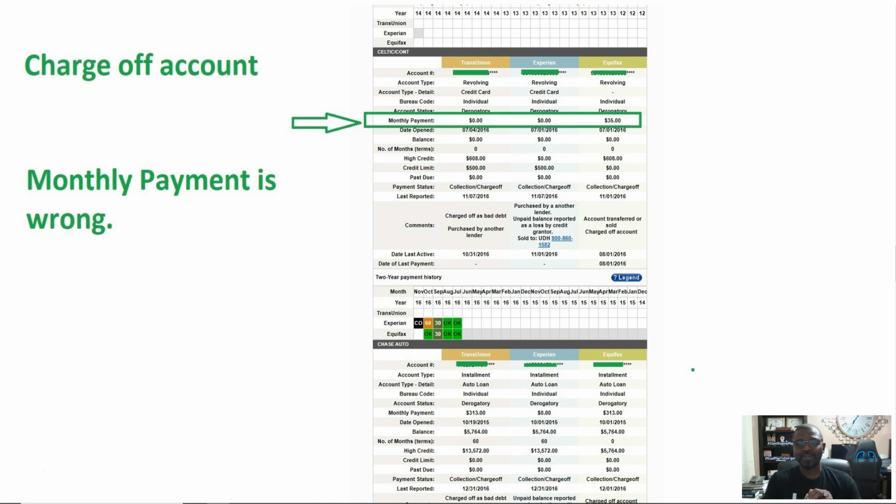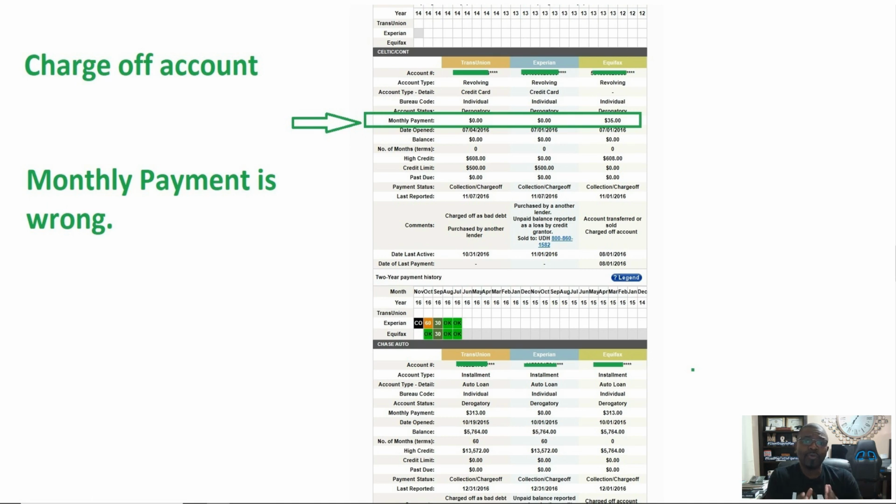They're either going to respond back to you with corrected information, or they're going to respond back to you with deleted information, or they're going to respond back to you that this item has already been verified with no correction. Now, if they respond back to you with no correction, did they really follow the law and do a true investigation?